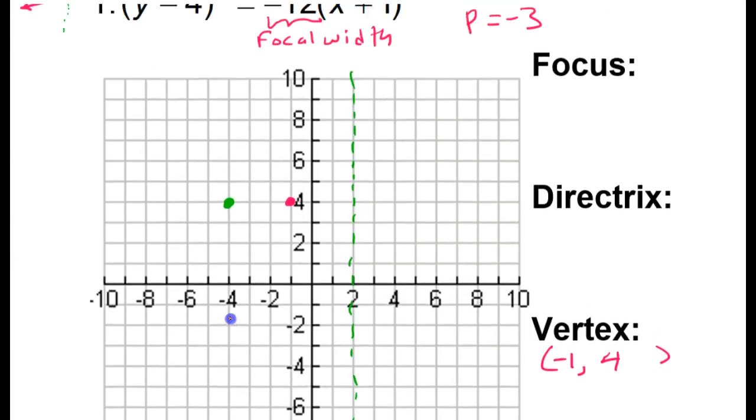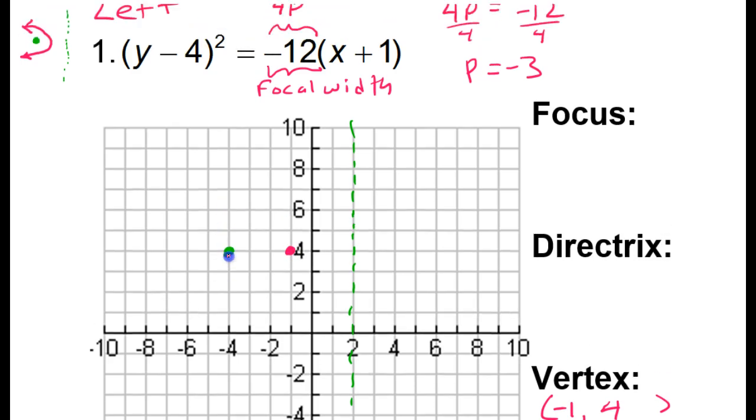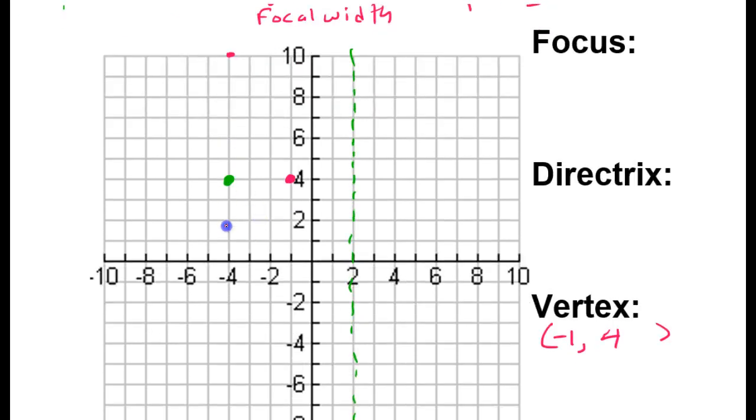Now, that will help me graph points because if I go over to the focus, I know that the parabola has to have a width of 12 over here. So that means if I go up 6, 1, 2, 3, 4, 5, 6, and down 6, 1, 2, 3, 4, 5, 6, this makes a total width of 12 at the focus. These 3 points are enough to show me where the parabola is, so I can go ahead and graph it.